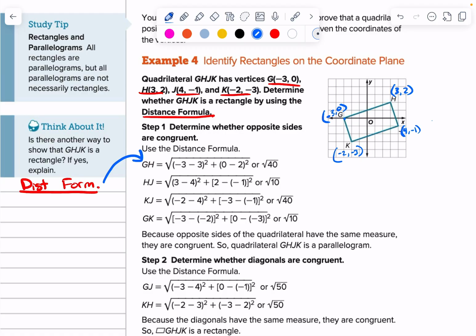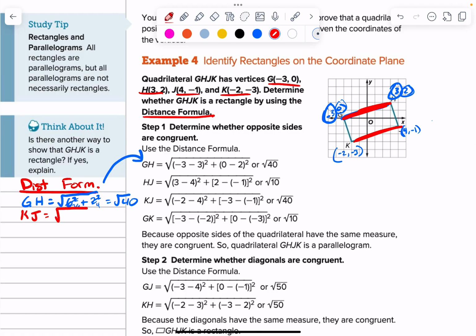So distance formula. They do GH first, which is this top guy, okay? I'm going to write it over here, GH. We'll go the same order as they have. I have the square root of, going from -3 to 3, which is 6, and 0 to 2, which is 2. So 6 squared is 36, 2 squared is 4. That's the square root of 40, just like they have there. Now, I'm not going to go in the same order as them. I want to check to make sure that this guy matches this one, right? So I'm going to go KJ next.